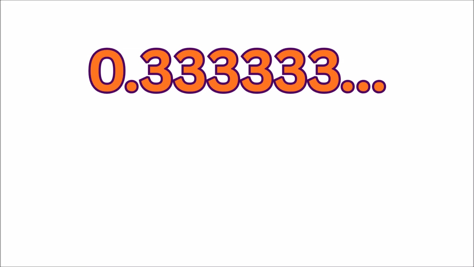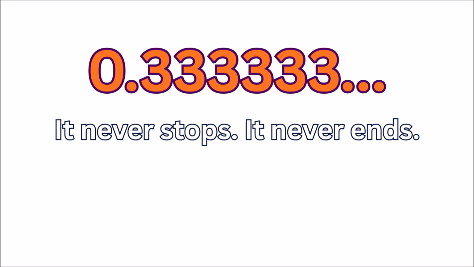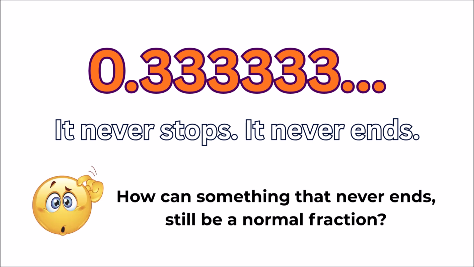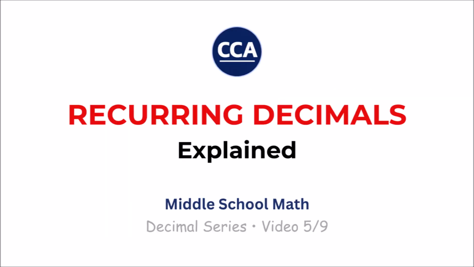Look at this number. 0.333333. It never stops, it never ends. But here's the real question. How can something that never ends still be a normal fraction? In this video, you will understand what recurring decimals are, why they repeat, and how to convert them into fractions easily.